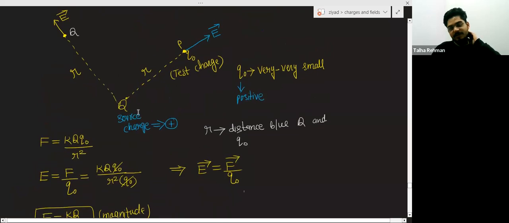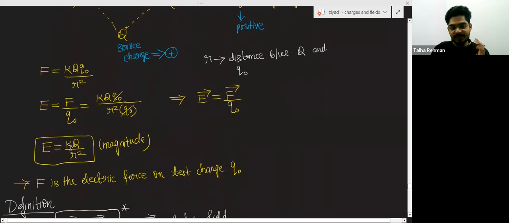And you can find the force. You can apply Coulomb's law between this charge and this charge. And electric field is force divided by Q naught. Q naught is the test charge. Test charge means the charge which is experiencing the force due to this charge, and we are calculating the electric field due to this charge. So electric field will be KQ divided by R square.